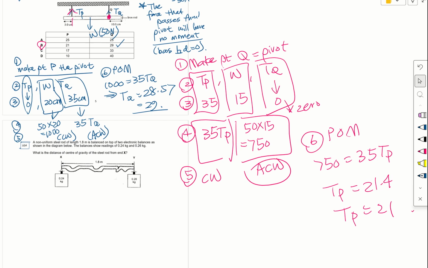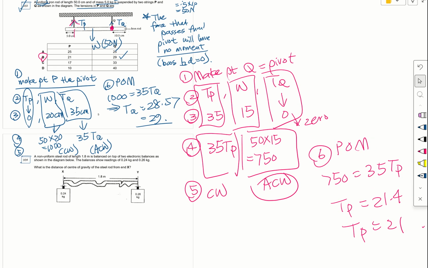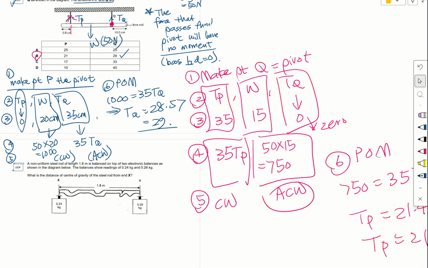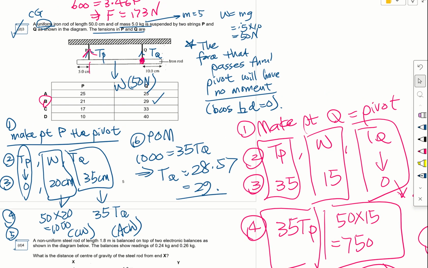So actually, do we need to work out both TP and TQ using the moments? Actually, we don't need to. Some students discover that because the total downward force is 50 Newton, the total upward force must be 50 Newton. That means F net must be 0. Remember, the conditions for equilibrium are F net equals 0 and net moment must also be 0.